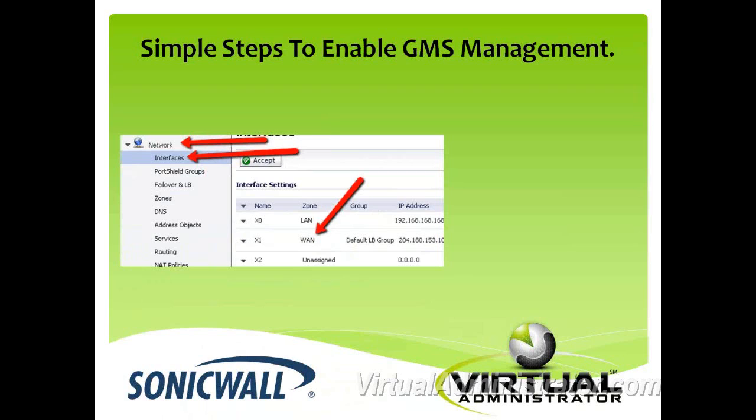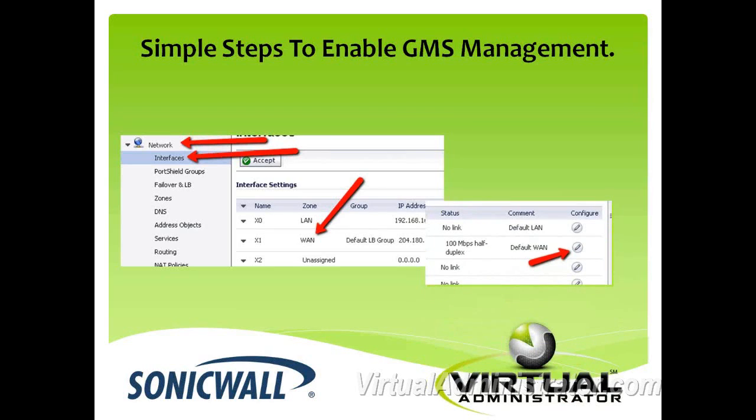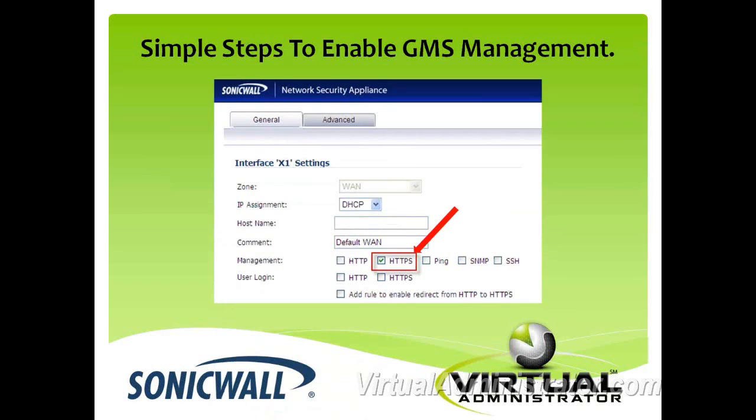Now you're almost done. One last thing is that you need to go back to the main menu and go to the Network Interfaces, locate your WAN interface, and click on the little pencil icon, the configure icon on the right-hand side, and make sure that on that interface HTTPS is checked. Okay, there may be other things checked there, but that must be checked.